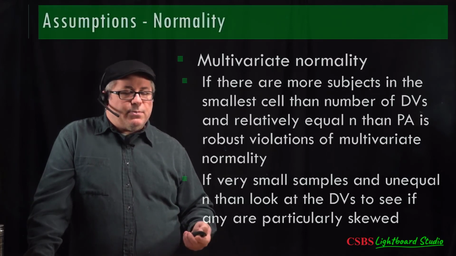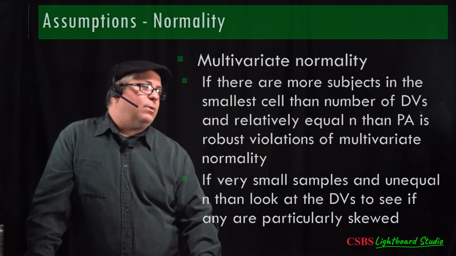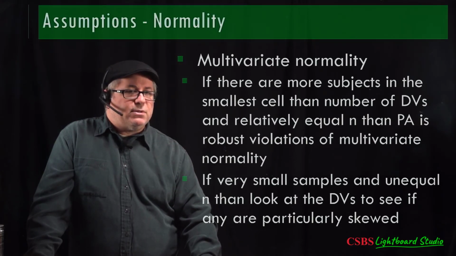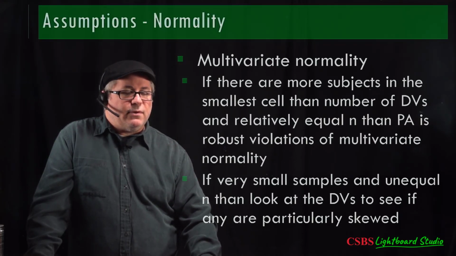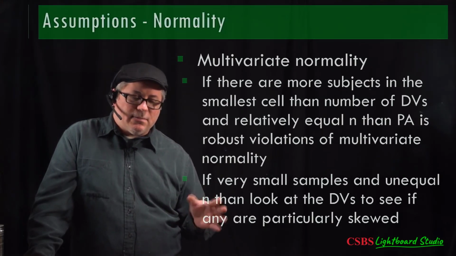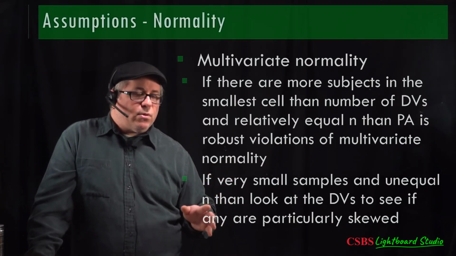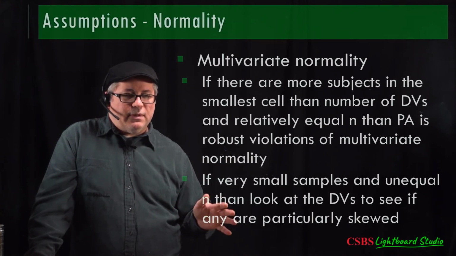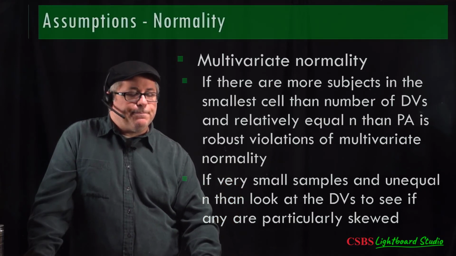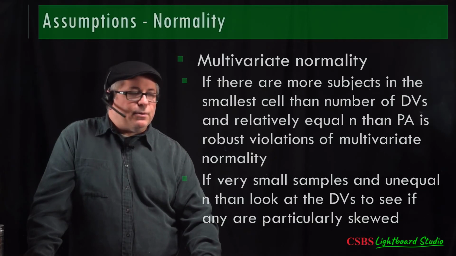We're assuming, just like with MANOVA, multivariate normality, right? If there are more subjects in the smallest cell than the number of DVs and relatively equal n, then profile analysis is robust. This is the same assumption as for MANOVA. If your data set is essentially balanced, meaning the cells in the design are roughly equal, and you have more people in the smallest cell than DVs, you can probably ignore the multivariate normality testing anyway, and you probably could skip testing it altogether.